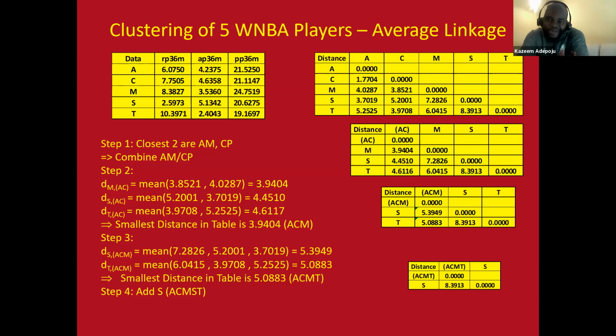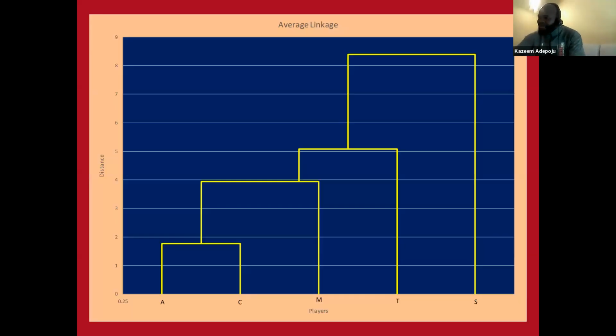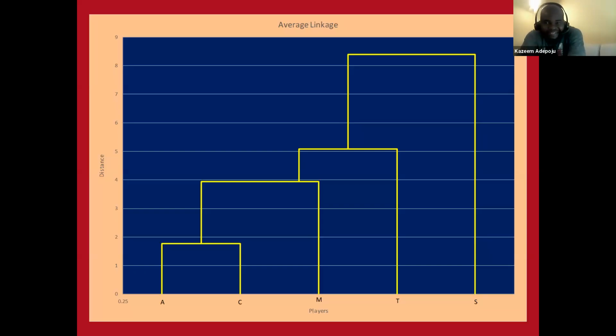Is there anyone who has trouble understanding what I'm explaining right now? Okay, so this is the dendrogram for that. Can you see that now? And that is going to be the end of the lecture. Is there anyone who doesn't understand? Is there anyone who wants to ask a question?